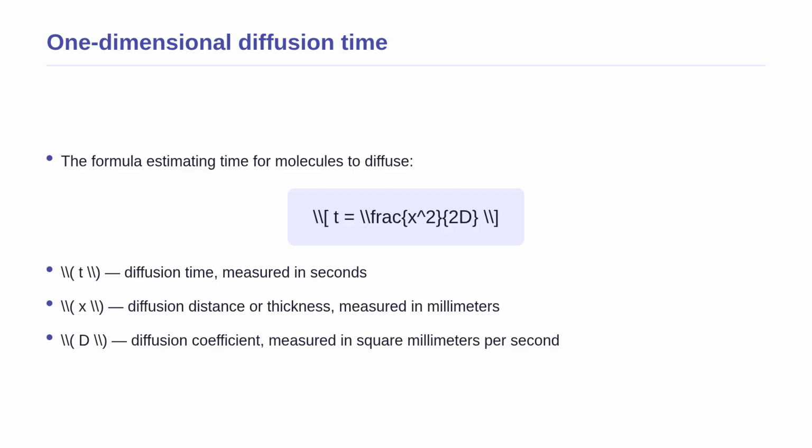Notice that the distance x is squared. This means that if the thickness increases even slightly, the time required for diffusion increases exponentially, drastically changing the physical reality for the animal.